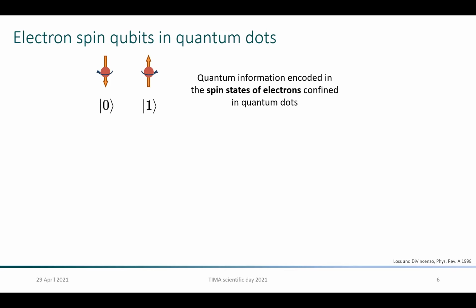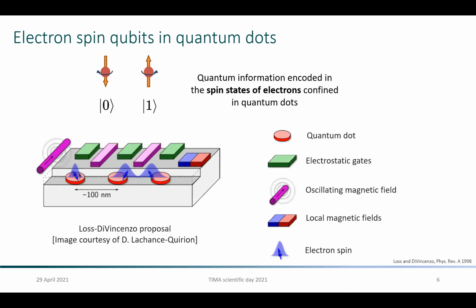But how can we manipulate a single electron? We confine it in a small region that's called a quantum dot. And this approach was first proposed by Loss and DiVincenzo in 1998. And you can see the proposed qubit architecture in the picture here. The confinement is provided by electrostatic gates on nanofabricated structures, the quantum dots.